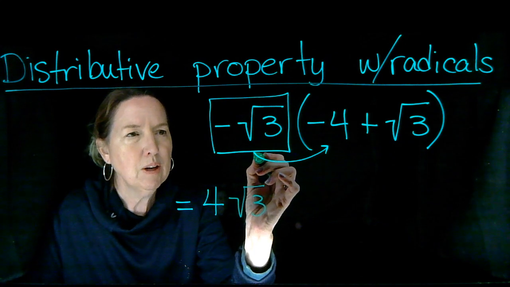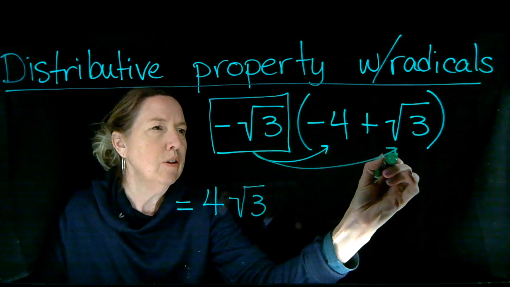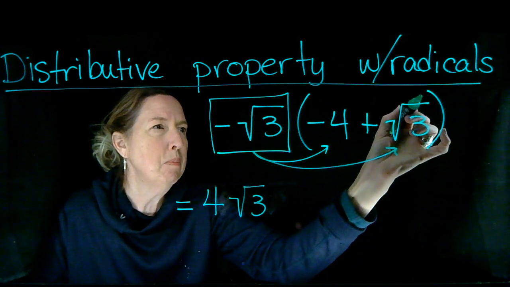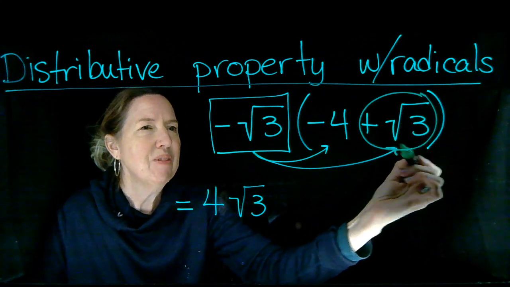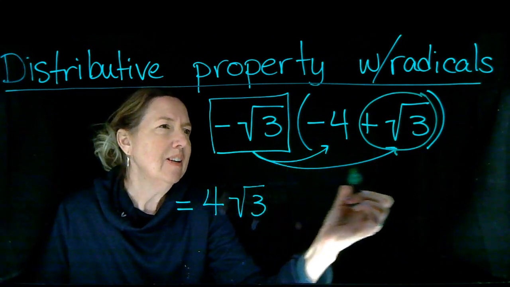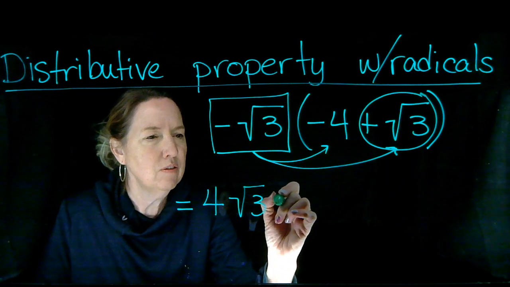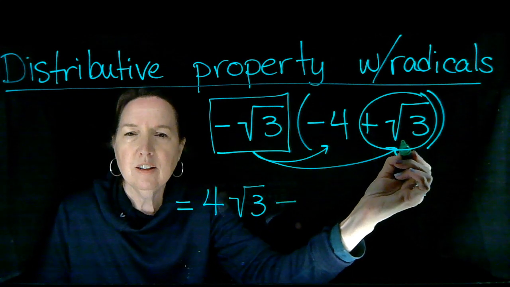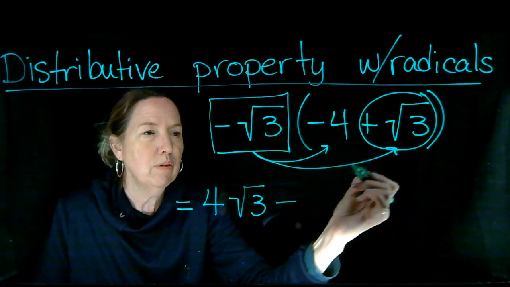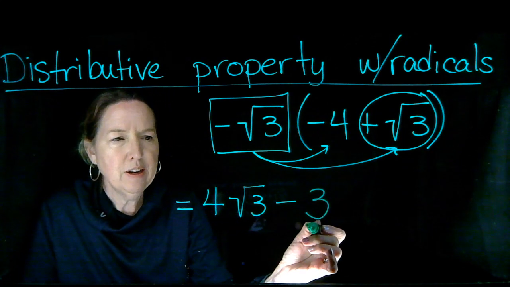The arrow sometimes helps us to stay organized. So this shows me I have to repeat the process, but with this term now. So I have a negative radical 3 times a positive radical 3. Negative times positive is negative. Radical 3 times radical 3 is radical 9, but the square root of 9 is 3. This is your final answer.